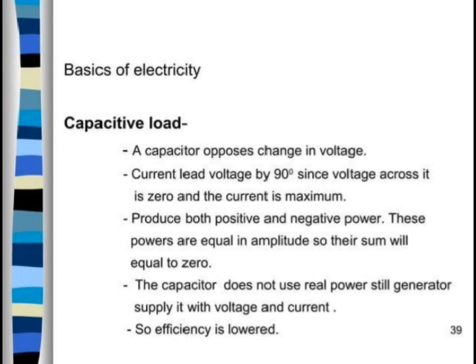So the last is the capacitive load. A capacitor opposes change in voltage. Current leads voltage by 90 degrees since voltage across it is zero and the current is maximum. It produces both positive and negative power. These powers are equal in amplitude, so their sum will equal zero. The capacitor does not use real power. Still, the generator supplies it with voltage and current. So efficiency is lowered with the capacitive load.